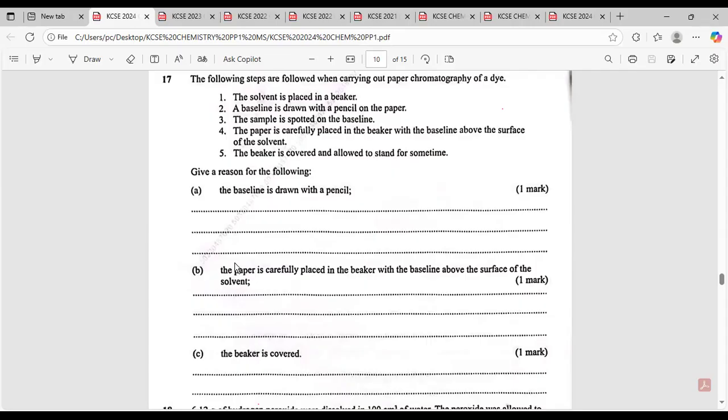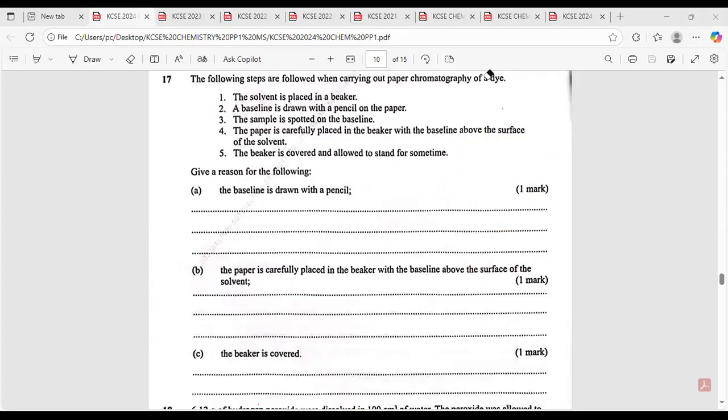Another one: the paper is carefully placed in the beaker with the baseline above the surface of the solvent. I know this question, we are used to it being like this, that is how it comes in the exam. We are used to it when it is already drawn. But now you are asked, once we are doing this, why is it that the baseline should not get into the solvent? Who can give us the reason? What do you think, why should it not get into the solvent? Okay.